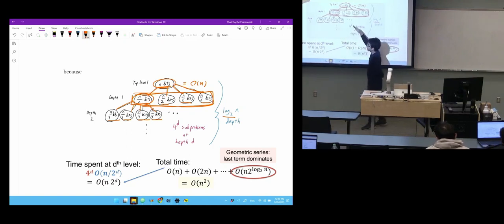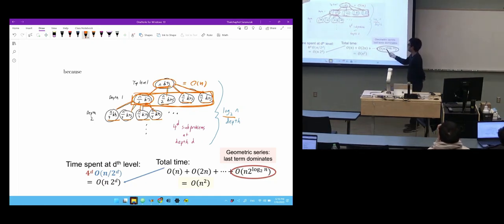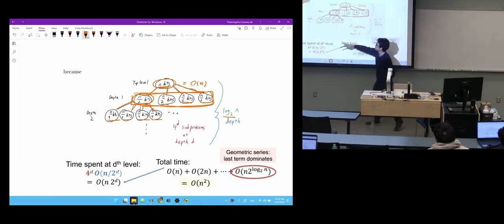And now you just need to sum up over all levels, summing the time that you spend on each level. Like first you spend n, and then 2n, and so on. And the time that you spend on the last level is this, and that is just n squared. Okay. This thing dominates everything here. Okay. Question?